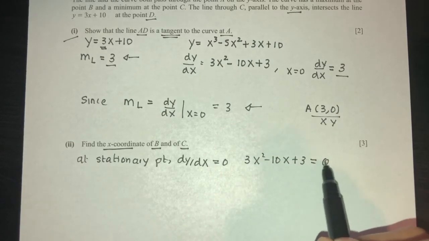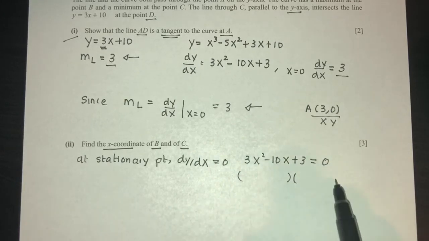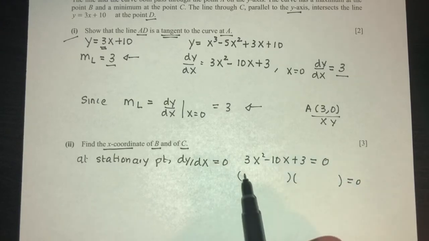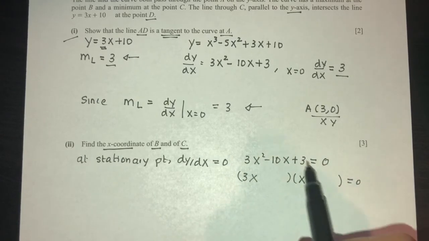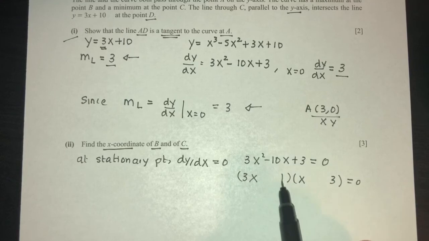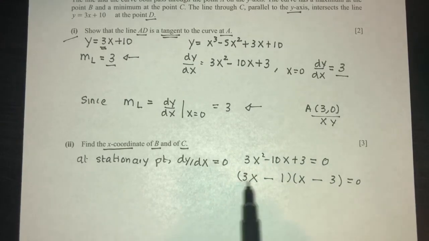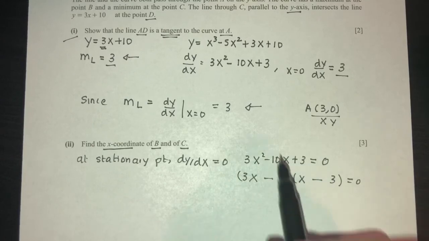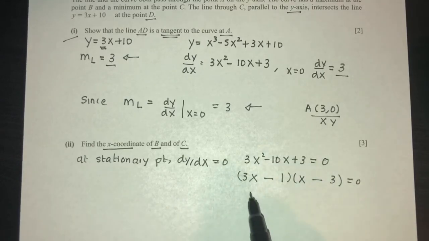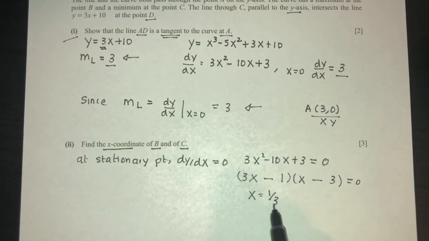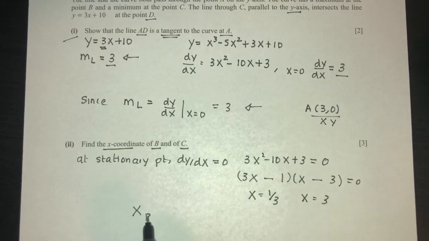It is equal to 0. Now we factorize. That will be 3x times x, and 3 is 3 times 1. Now for us to get minus 10, it has to be minus 9 minus 1. So minus 9 minus 1 is minus 10. So that is good to go. x is equal to 1 over 3. x is equal to 3. So the x coordinate of B is 1 over 3, and the x coordinate of C will be 3.